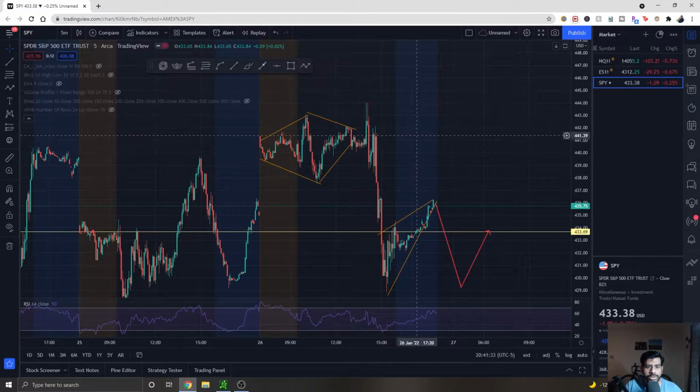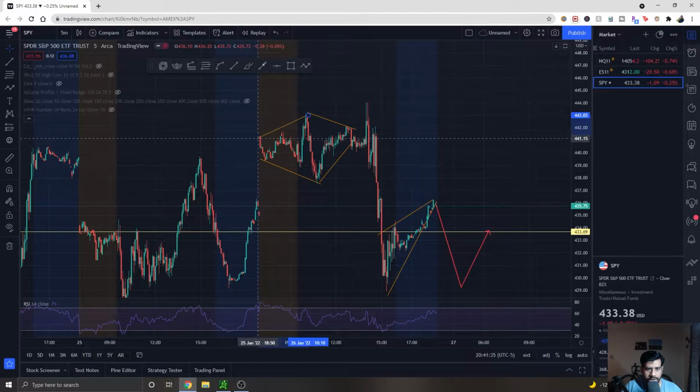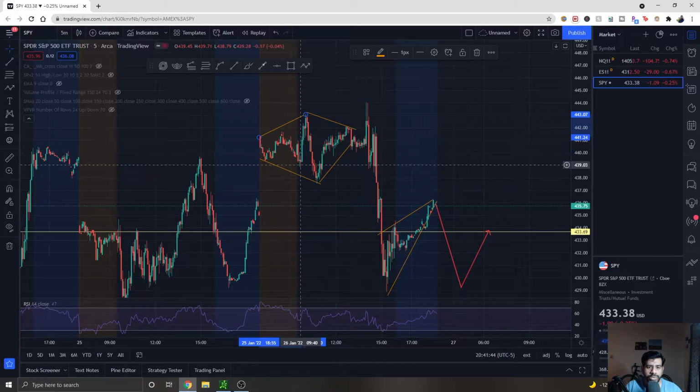Okay, so today, what happened in the market is we had this diamond formation. It started forming when we pushed higher towards 443, and then we dumped back again in a furious fashion towards 437, and then we rallied back again. I was expecting it to rally up to 445 to break this diamond formation, but that didn't happen.